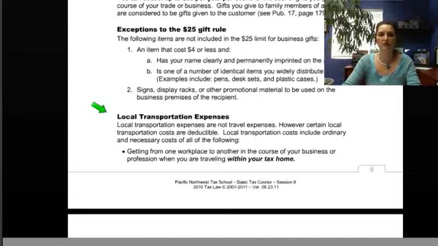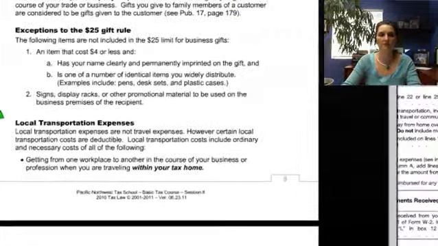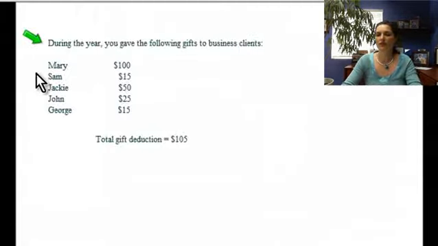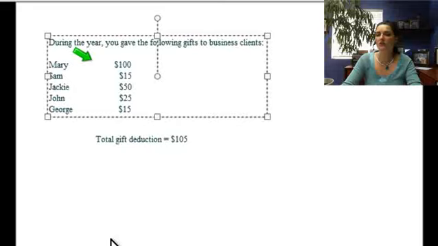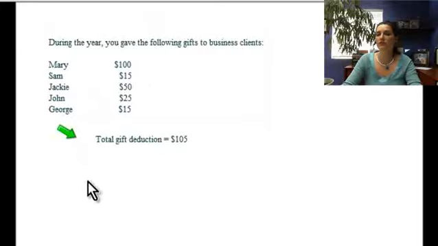Next up is local transportation expenses, but before I get into that, I did want to give you a better illustration of this $25 gift rule because it throws people off all the time. So I just wanted to draw your attention to a quick illustration that I've put together for you. During the year, you gave the following gifts to business clients: Mary 100, Sam 15, Jackie 50, John 25, and George 15. What is your total gift deduction for the year? Well, you're going to need to limit any individual who is over 25 to $25. So Mary would be 25, Sam 15, Jackie 25, John 25, and George 15. Your total gift deduction would therefore be $105.